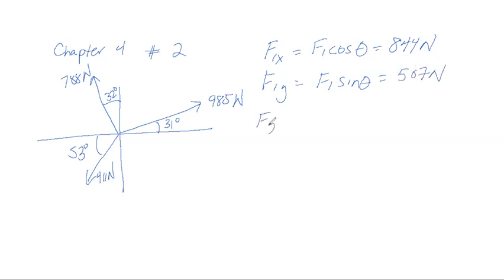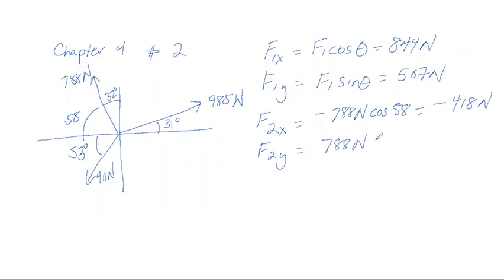Now F2. We're going to use this angle, which would be 58. And so we're going to have F2x equals negative 788 newtons times cos 58. And that's going to give you negative 418 newtons. And F2y is going to be positive. That's going to be 788 newtons times sine 58. And that's going to be 688 newtons.